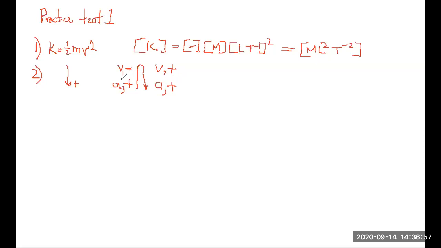And if you look here, on the way up, because the acceleration is opposite the direction of motion, it's slowing the object down and bringing it momentarily to rest. Then on the way down, because it's in the same direction as the direction of motion, it's speeding the object up, making it get faster. And so this is the answer to question number 2.